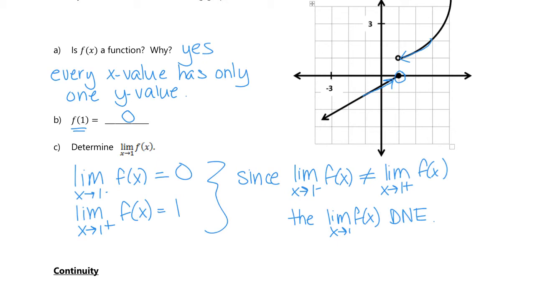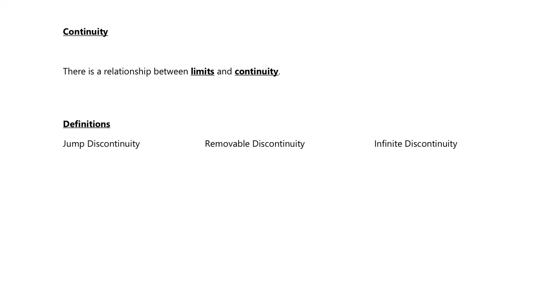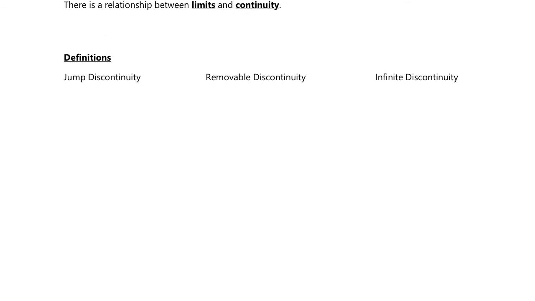Now we're going to talk about continuity, okay, and what makes a function continuous at a certain point or an entire function continuous. And there is a relationship between limits and continuity, and you'll see that in a minute. We're going to first define 3 different types of discontinuity, okay? So I'm going to draw a little picture the best that I can. First, I'm going to draw a set of axes.